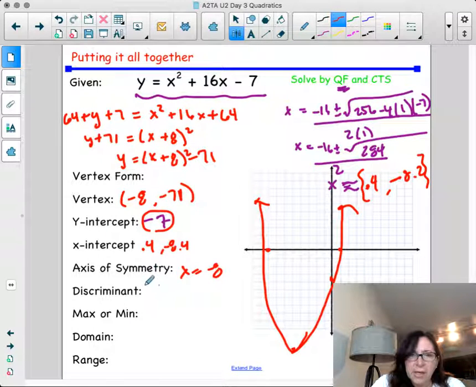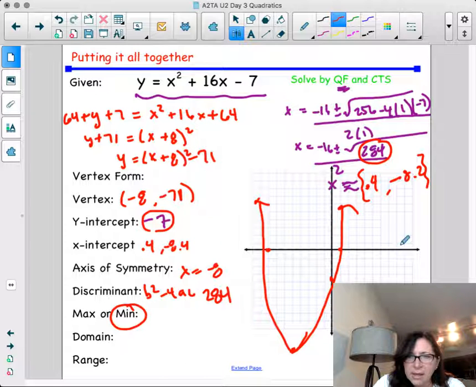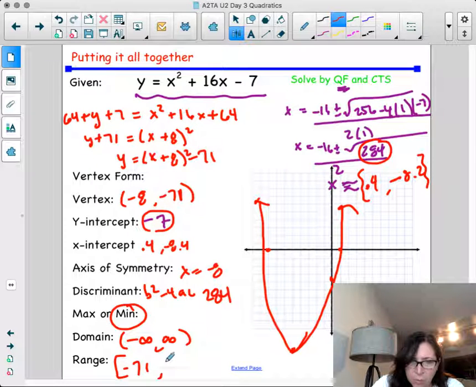The discriminant being b squared minus 4ac, that's this value here inside the root. So I already know that that's 284. I do have a minimum because it does have a low point. My domain is going to be negative infinity to positive infinity. And my range goes down to the lowest value, which is negative 71, including negative 71. Therefore, it's a bracket, not a parenthesis. And then it goes up to infinity because it's always going to keep going up.